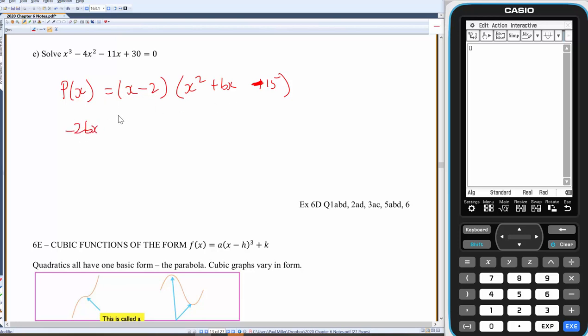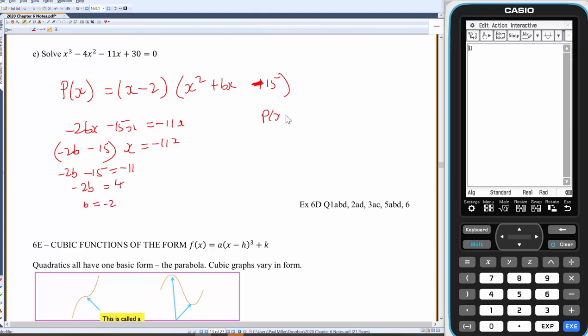All right, so what I think about is how I make my x terms, which is negative 2bx and negative 15x, and that will equal the x term over here, which is negative 11. So that's going to be when factorized x, negative 2b take 15 equals negative 11x. Okay, so negative 2b take 15 equals negative 11. Negative 2b equals 4, b equals negative 2.